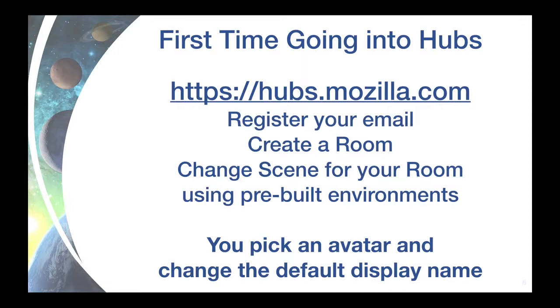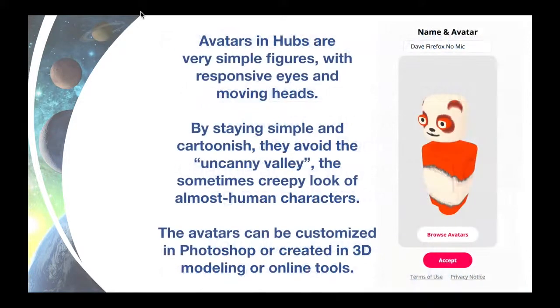To get started with Hubs is very simple. You go to hubs.mozilla.com, sign up with your email, create a generic room, and change the scene for the room if you like from a choice of pre-built environments. You can then pick an avatar from some of their many choices. The avatars are very simple, some like toys or robots, others more human, but they avoid the uncanny valley, and the simplicity allows all this to work in a browser. You can also customize or create your own.